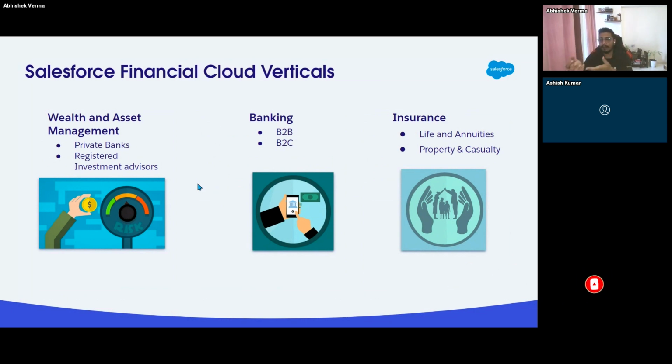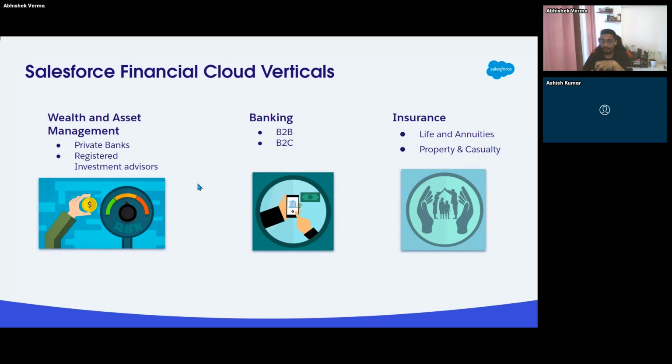Few banks also provide wealth management. So the private banks will come, and some registered investment advisors, like JP Morgan, Deloitte, or others, can also provide investment options and advisory. So it will come into the wealth and asset management section.